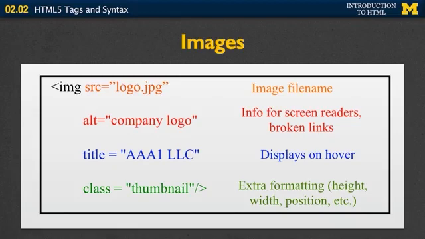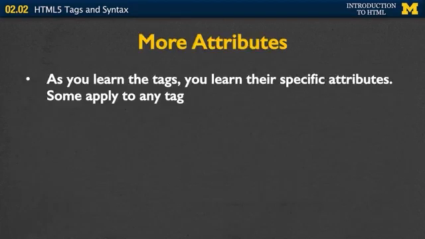Here's an example for you of one image tag with multiple attributes. I have the image tag followed by source, logo.jpg. I have the alternative text, which is info for the screen readers and broken links. I include a title attribute, which will often display when you hover over the image. And then I also have a class attribute, which might indicate extra formatting, such as the height, the width, the position, etc. As you learn more and more tags, you're going to learn that they have specific attributes. It makes no sense for an image to also include some sort of href. It makes no sense for a link to include other attributes.